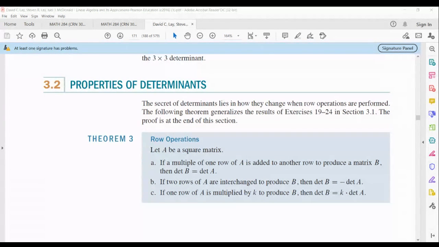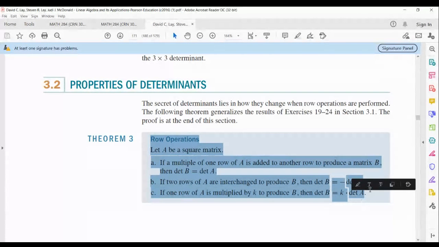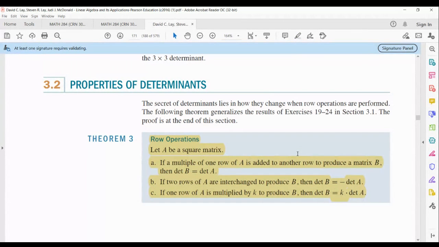And that's where section 3.2 comes in. Section 3.2 deals with properties of determinants, and there are three properties that are outlined here. Let me highlight it. So first of all, of course, for a determinant, you let A be a square matrix. And you don't have to copy these rules down. They're in your book, but we'll be looking at them a little more closely. But the three rules are the determinant rules.